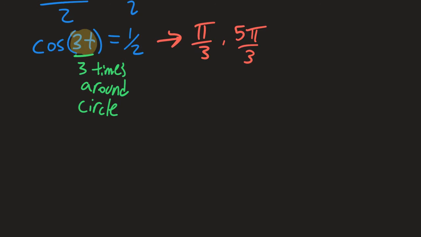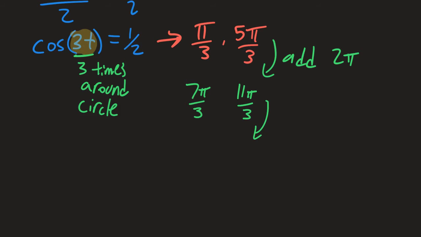And how am I going to find those? Well, we're just going to go around the circle and add 2 pi to this, okay? And if I add 2 pi to each of these, pi over 3 plus 2 pi, I'm going to get 7 pi over 3. And I'm going to get 11 pi over 3. So that's one more circle around. Let's go ahead and do it again. Add 2 pi again. And we're going to get 13 pi over 3 and 17 pi over 3.